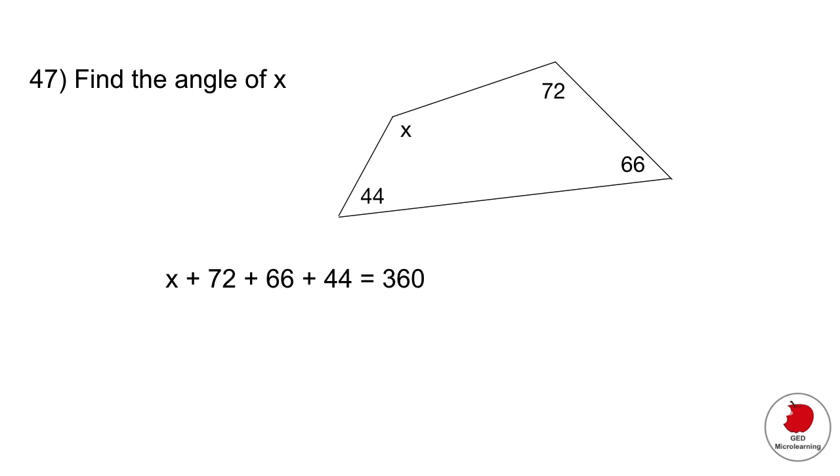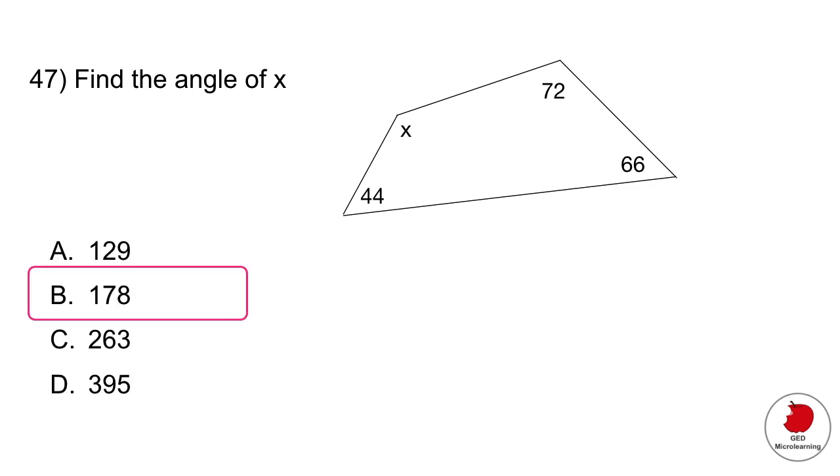Okay, so if we clean this up a little bit, add those numbers there on the left, we end up with 182. And then to isolate that x, we would subtract 182 from the left and subtract 182 from the right. That gives us 178, which is option B.